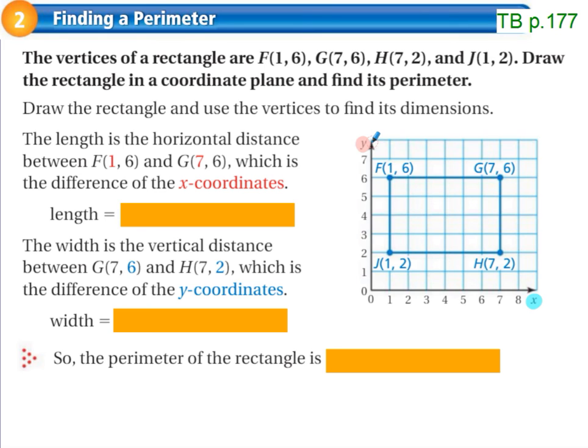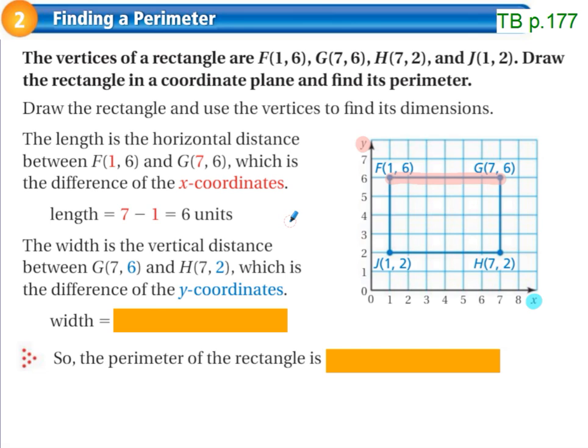So the length of the horizontal distance between F (1, 6) and G (7, 6), what we're talking about right here, F and G is this line right here. And the length of that line is the difference between the x-coordinates. If I take 7 and subtract 1, I get 6.